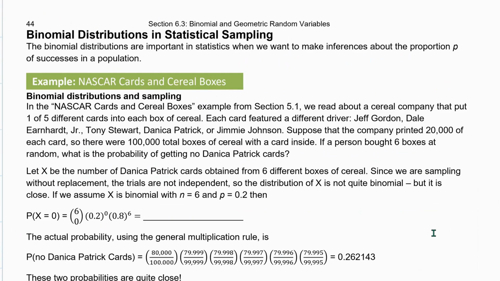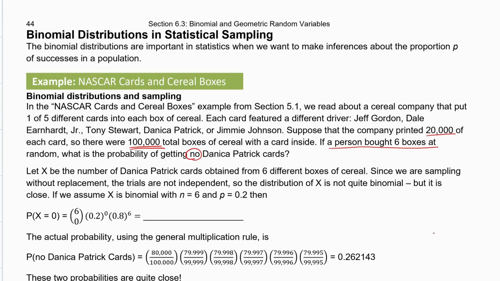It says, do you remember the NASCAR card and cereal boxes problem that we did before? There are 5 different cards in the boxes of cereal, and the cards are randomly distributed. Let's suppose that there's 20,000 of each card in the cereal boxes for a total of 100,000 boxes with cards in them. Let's say the person bought 6 boxes. What's the probability of getting no Danica Patrick cards?